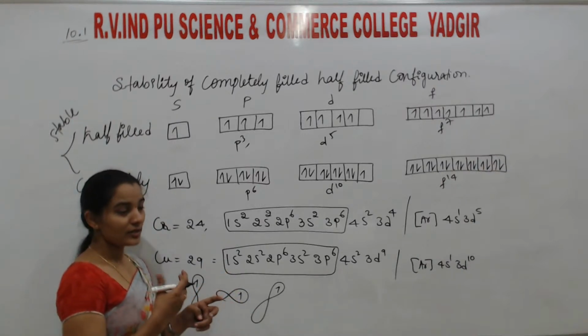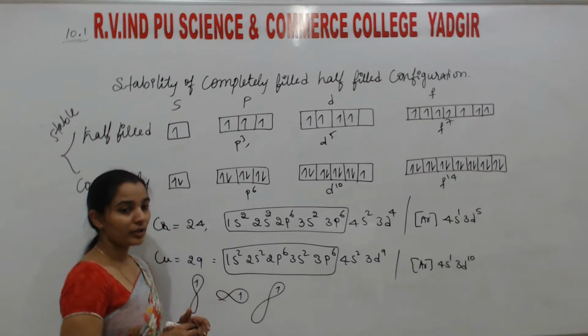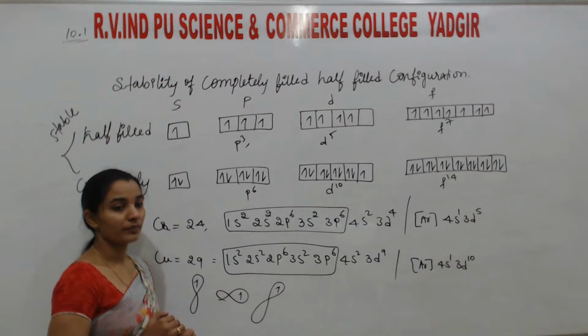Understood? So this is the stability of half-filled and completely filled configuration, and this completes the chapter structure of atom. Thank you.